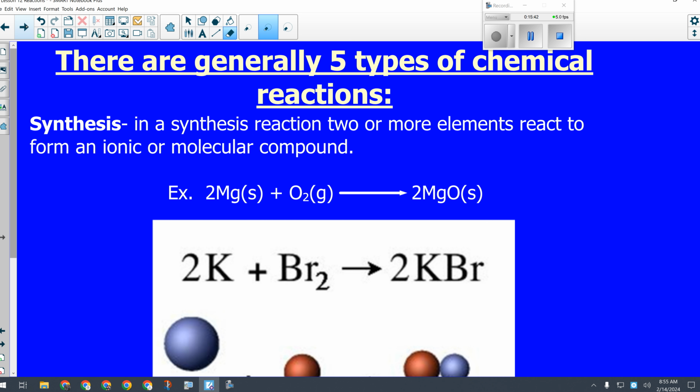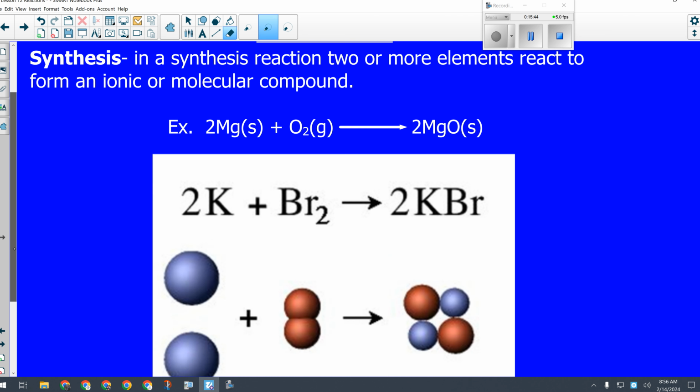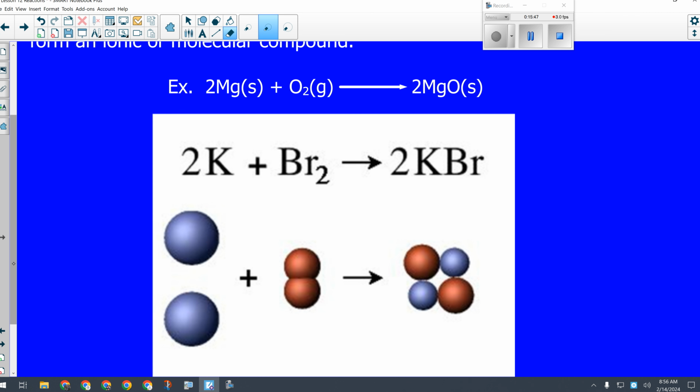All right, so a couple of examples here. We got the magnesium one, and then if we were diagramming a synthesis reaction, we would see two single atoms of potassium reacting with one molecule of bromine to produce two molecules of potassium bromide. Why did I say one molecule of bromine?